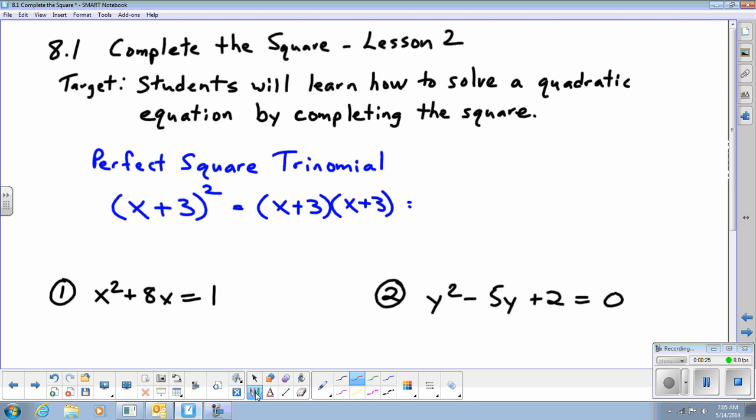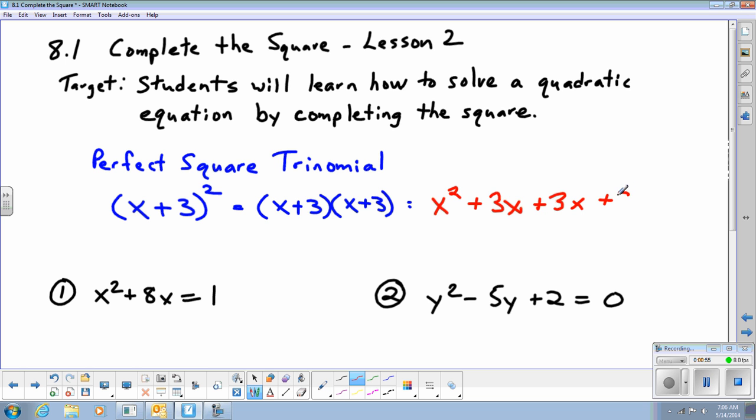We have x plus 3 squared, and we have to remember that this means x plus 3 times x plus 3. And when you multiply these, there actually is a pattern to that. When I do x times x, I'm going to get x squared. And then I have x times 3, so that's plus 3x. And then I have 3 times x, so that's plus 3x. And then I have 3 times 3, and that's plus 9.